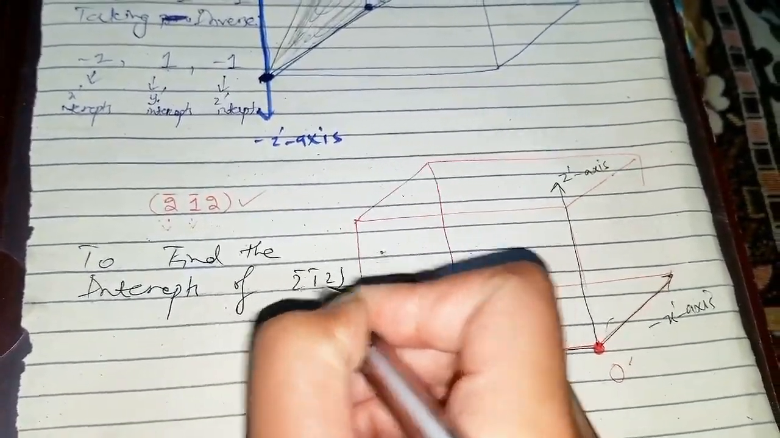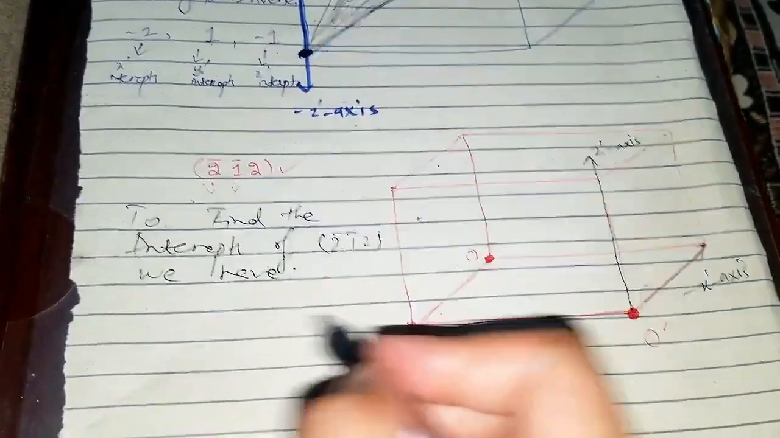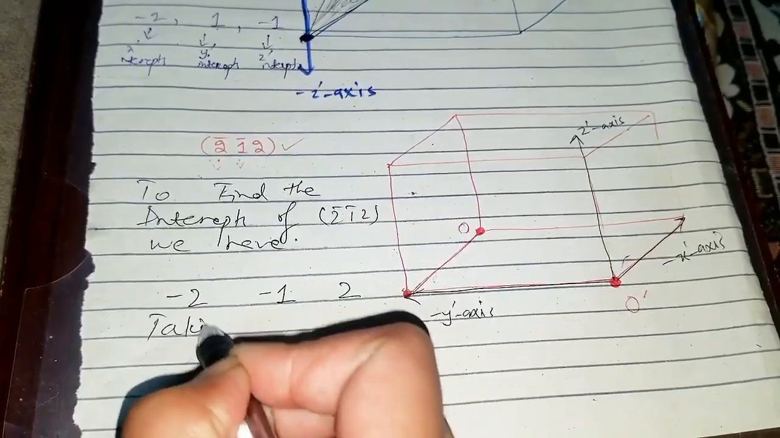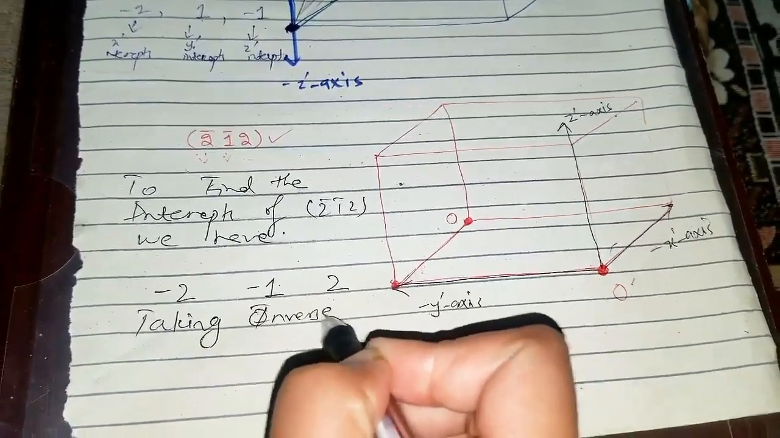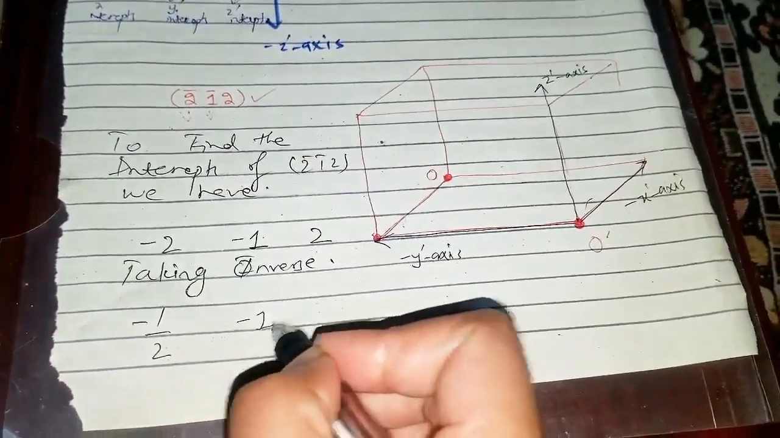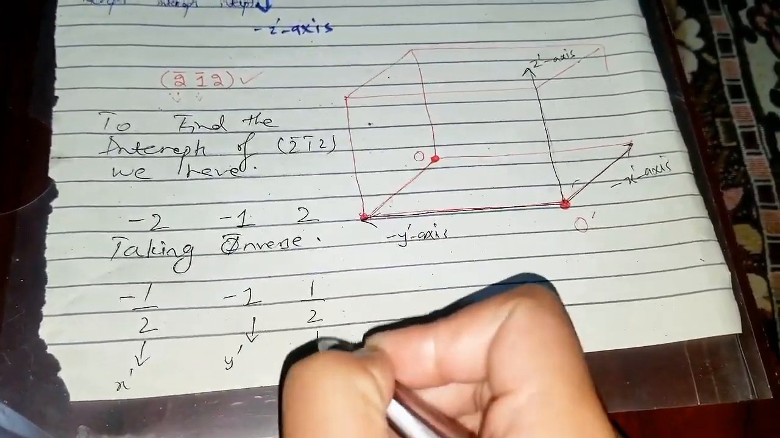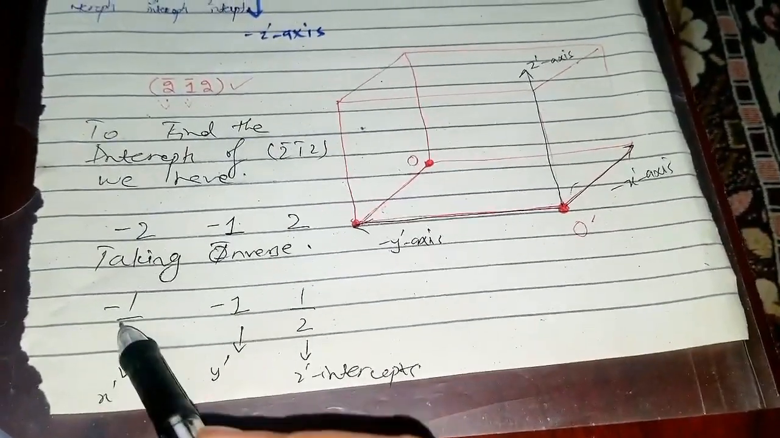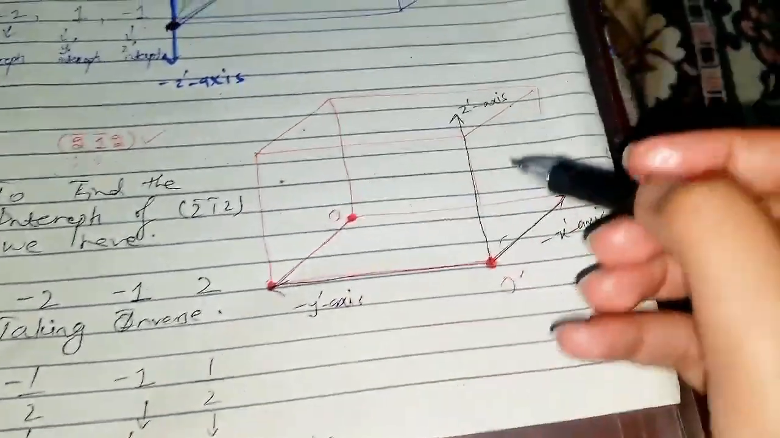So to find the intercepts of 2 bar, 1 bar, 2, we have to take the inverse of each of the indices. Write the operation that you are going to perform on them, which is taking inverse. Taking inverse of -2 gives -1/2, taking inverse of -1 gives -1, taking inverse of 2 gives 1/2. This is the x prime intercept, this is the y prime intercept, and this is the z prime intercept. These are the intercepts.